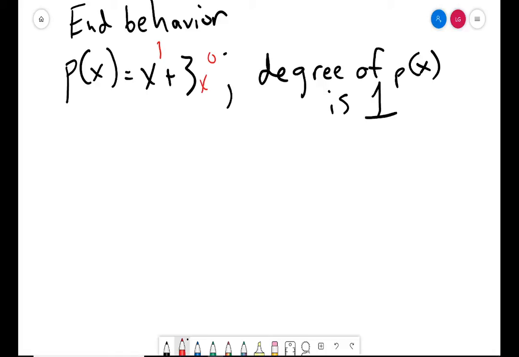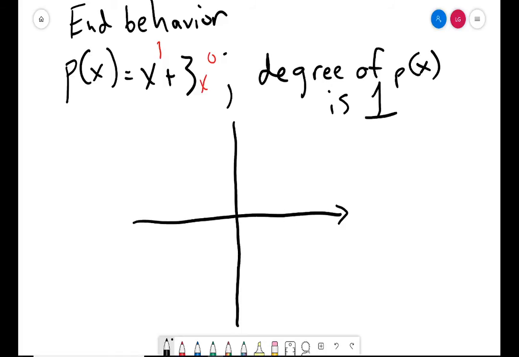Plus 3 with no x written just means the x to the 0 power doesn't have any influence, so no reason to write it. X to 0 is always 1, 3 times 1 is always 3. So we just write 3. Makes some sense. Now, what is end behavior? Well, we're getting there, but let's think first about a graphical look at this line.